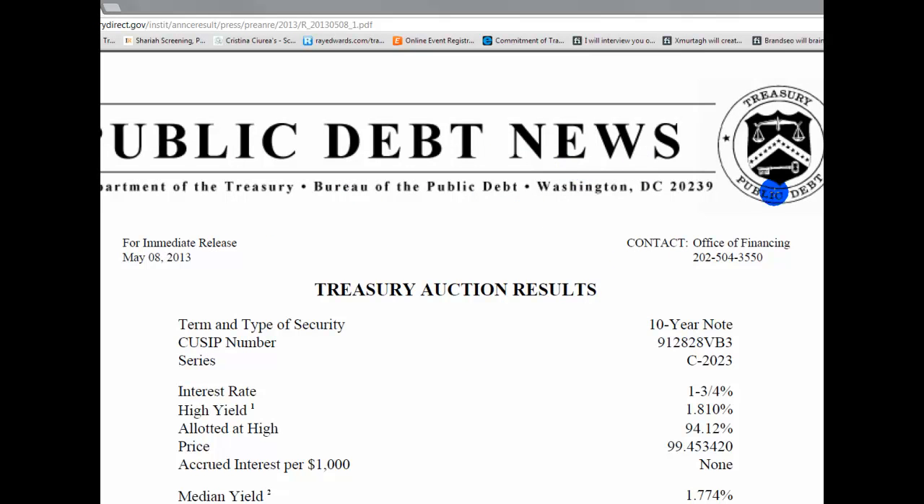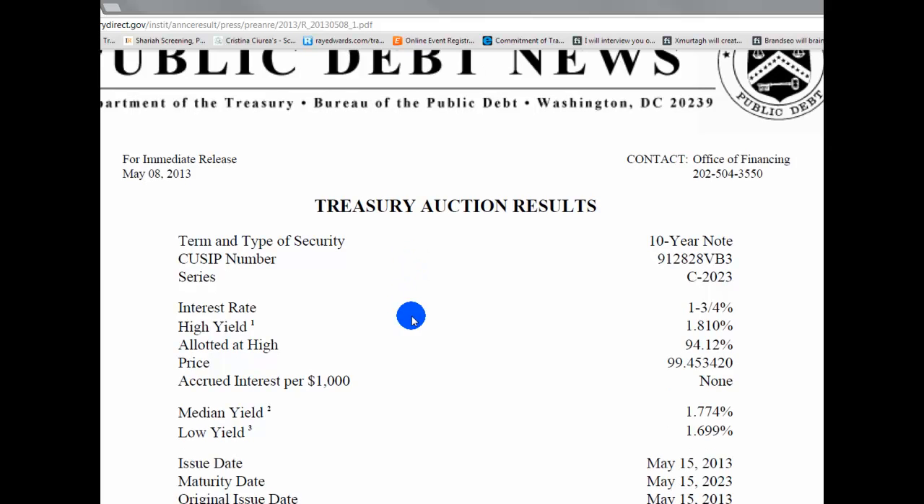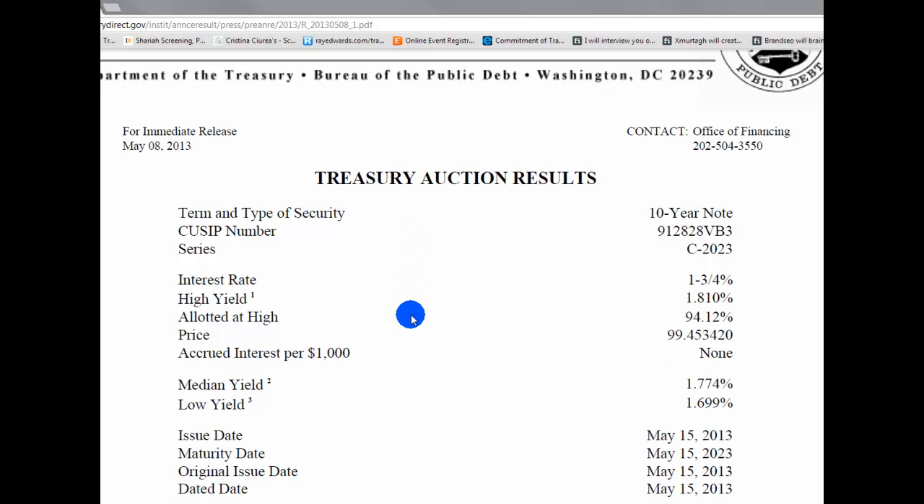This is the public debt news. So this is the official website of the United States Treasury, and let us look at what I'm interested in. I'm interested in the yield. The highest yield, that means the lowest bond price, was at a yield of 1.810, and the lowest yield was 1.699%.